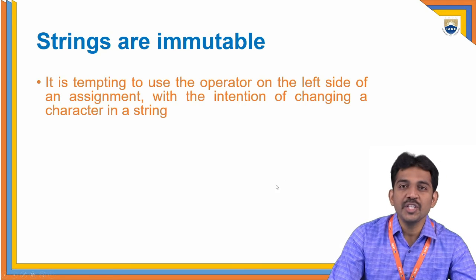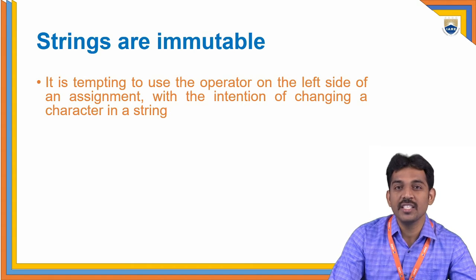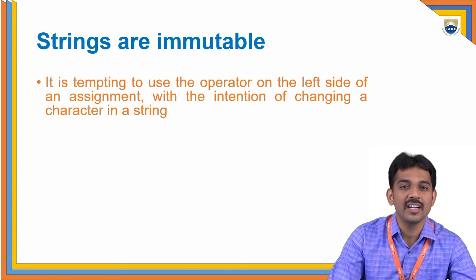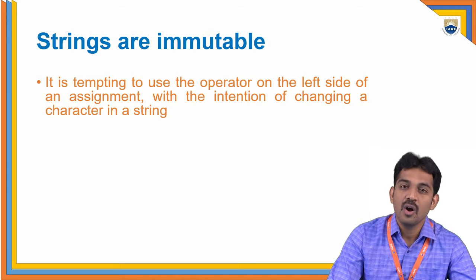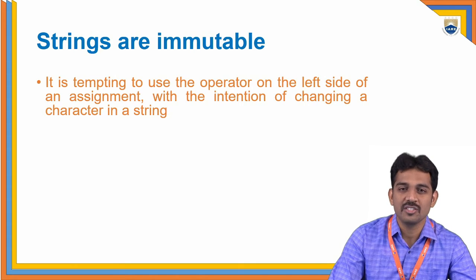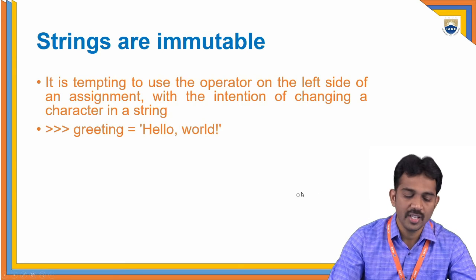It is tempting to use the operator on the left side of an assignment with the intention of changing the characters of a string. For example, IARE is there, and instead I'm going to use KRA. It doesn't allow you to change the K in place of I. That is not possible with strings in Python. That is the drawback of Python strings. Let us see one example here.